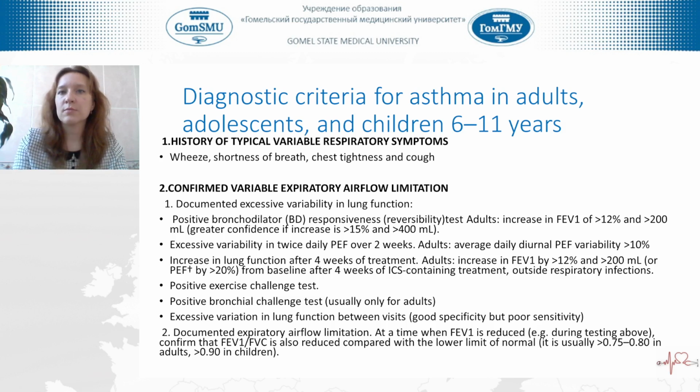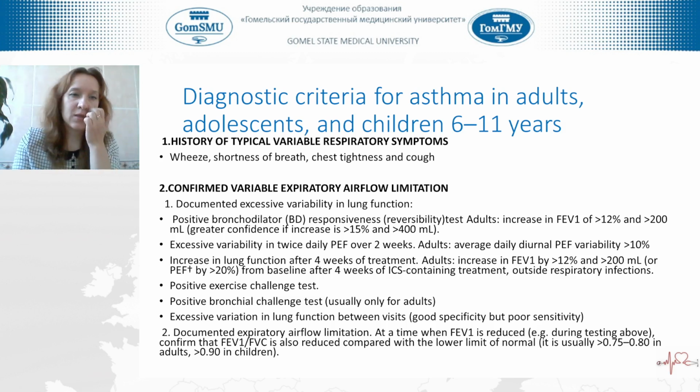Diagnostic criteria for asthma in adults, adolescents, and children 6 to 11 years. First, history of typical variable respiratory symptoms: wheezing, shortness of breath, chest tightness, and cough. Second, confirmed variable expiratory airflow limitation, with documented excessive variability of lung function. First is a positive bronchodilator test: for adults, increase in FEV1 of more than 12% or 200 milliliters.